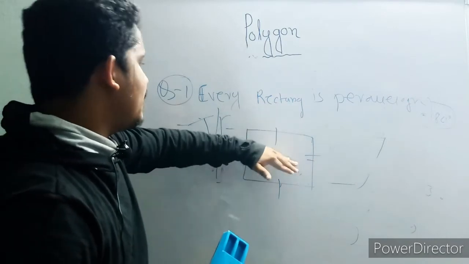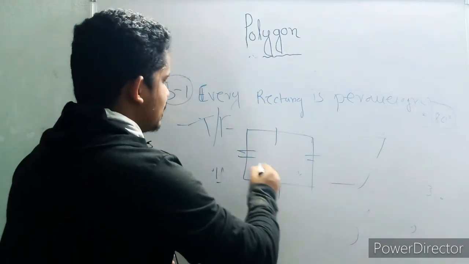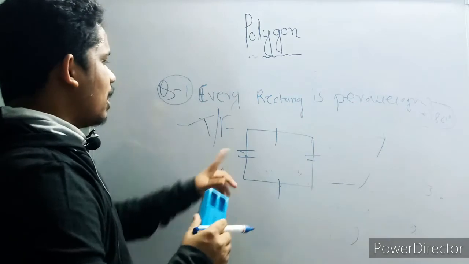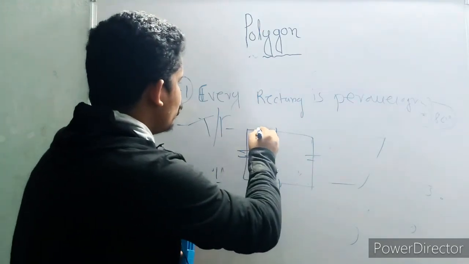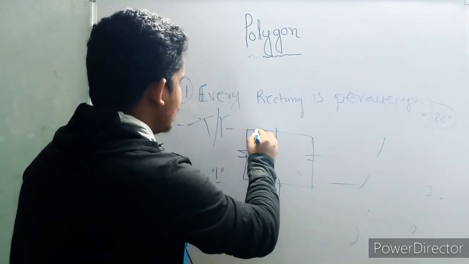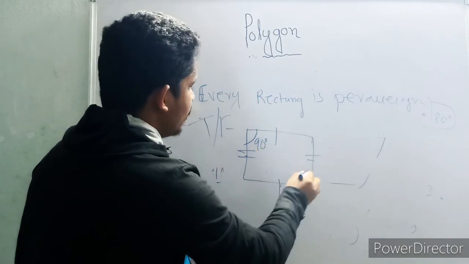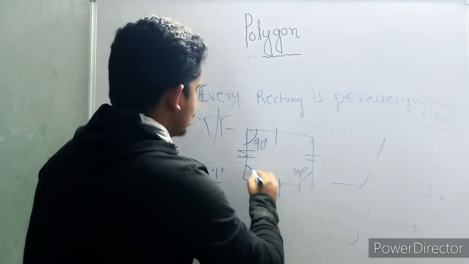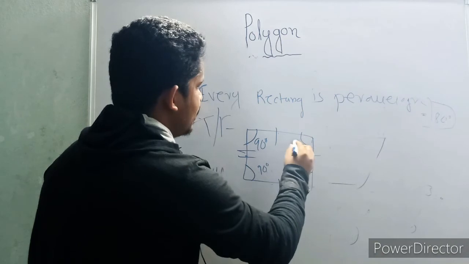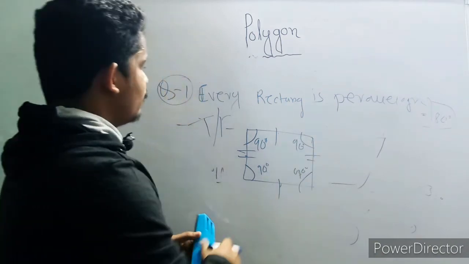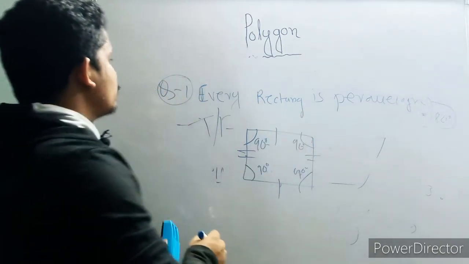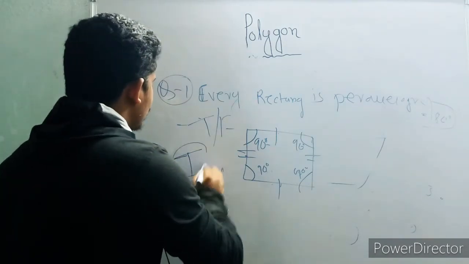Two opposite sides are parallel. This side is parallel to this side, and this side is parallel to this side. Third statement: two opposite angles are equal. In the case of a rectangle, this is 90 degrees, this is 90 degrees, this is 90 degrees, and this is 90 degrees. So this is also satisfied, 90 plus 90 is 180 degrees. So you can say that the statement is true.